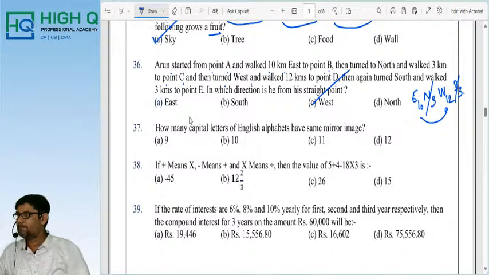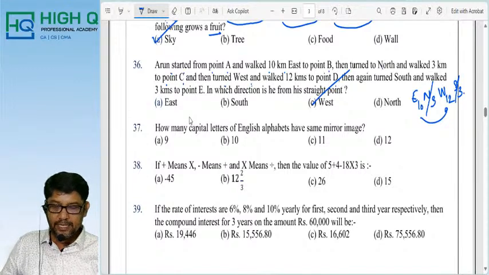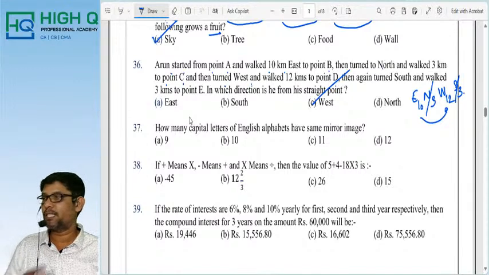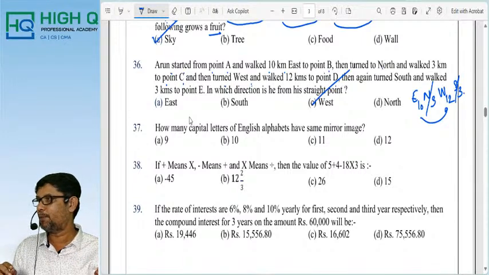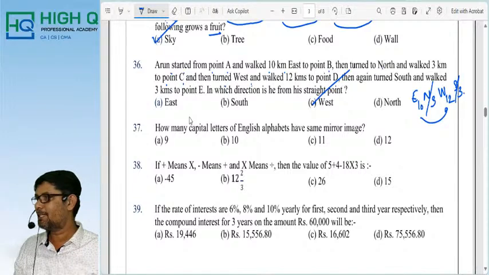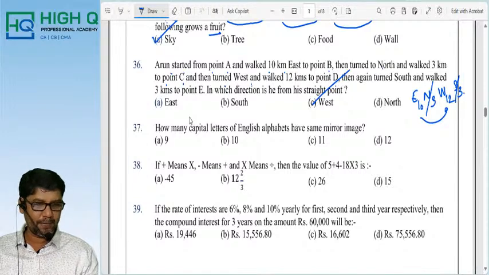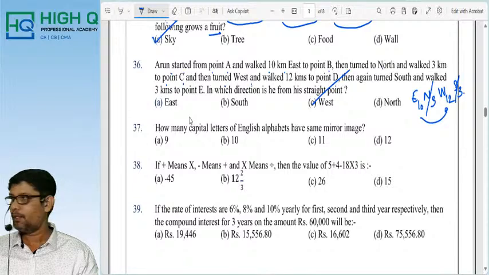Can you please draw it? Because in which direction is he from the starting point is the question. If the question is in which direction is he from the starting point, the greater distance between the two directions will be our answer. Can you please check it, my dear? Is my answer correct or not? Check. Fine.